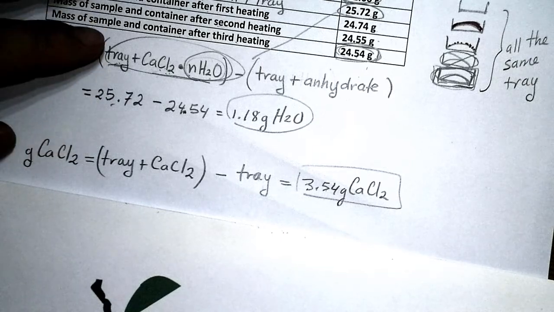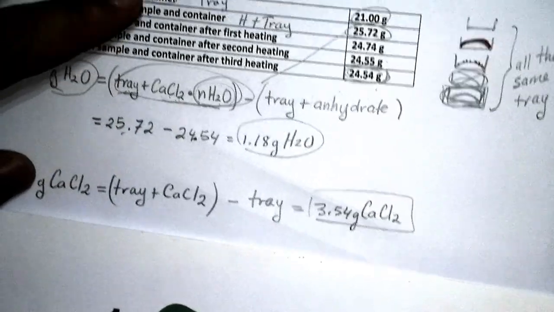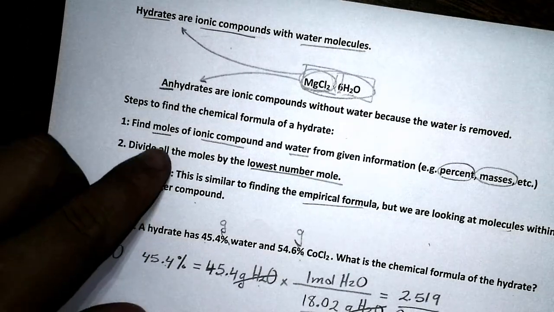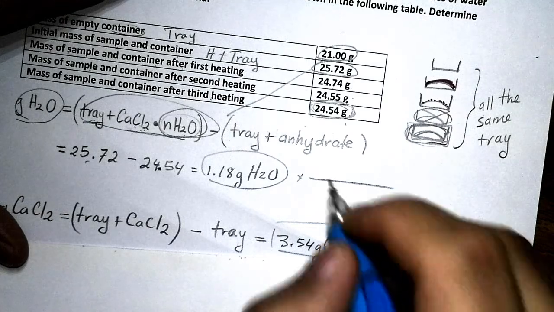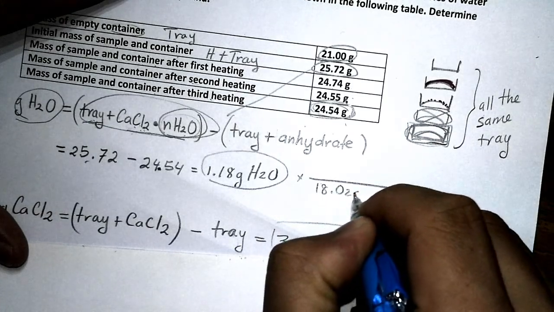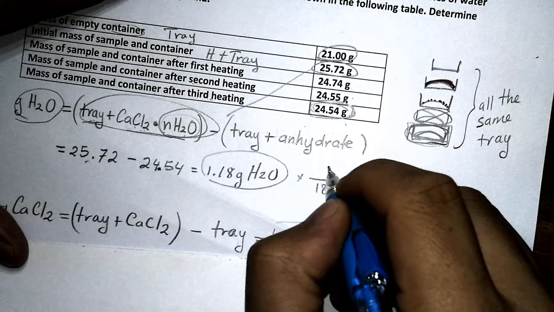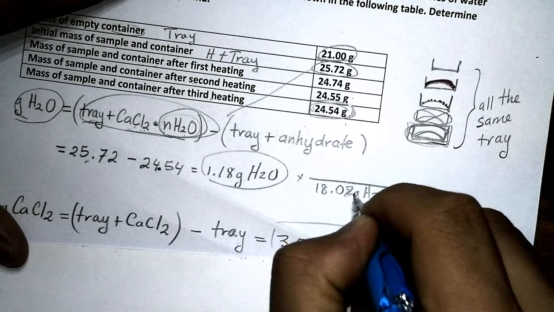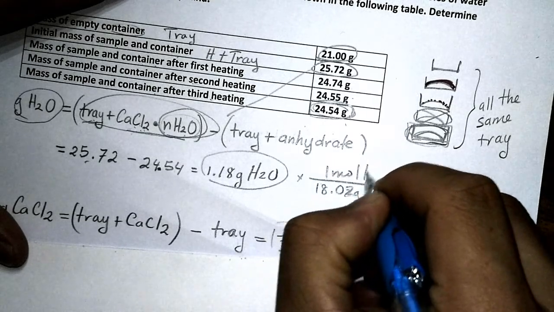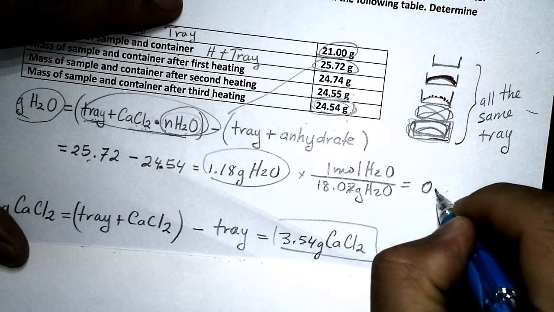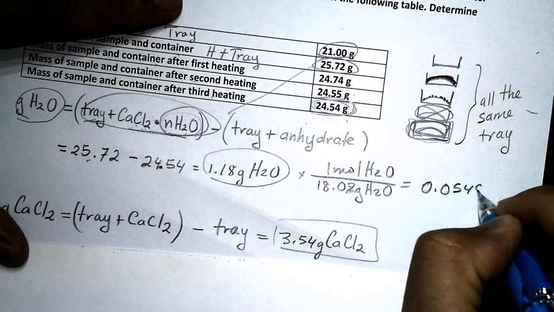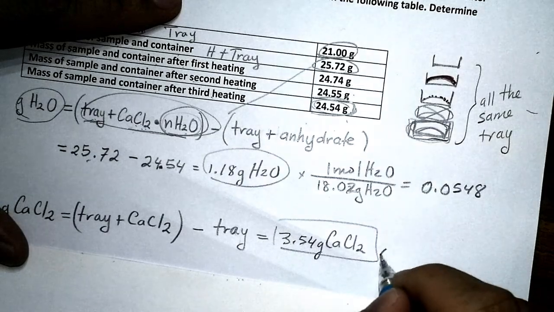And of course now we have the mass. What's the next step going to be? The next step is to find the moles, and that is pretty easy. I just multiply the mass of water by the molar mass, which in this case is 18.02 grams of H2O on the bottom, and this will be 1 mole of H2O. And when we plug this into our calculator, we have 0.0548. And then we do the same thing for the anhydrate as well.